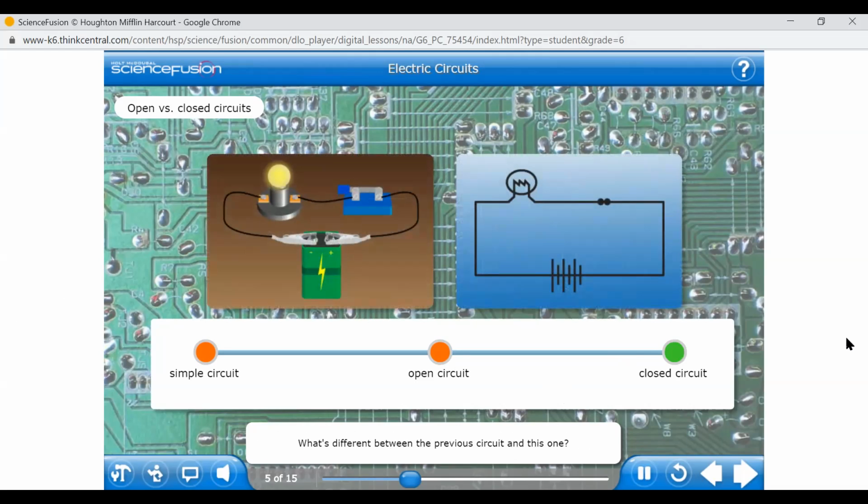What's different between the previous circuit and this one? The light bulb is glowing, and the switch in the circuit is closed. Notice also the symbol for the closed switch in the circuit diagram. Because the switch is closed, current is restored in the circuit. This is an example of a closed circuit.